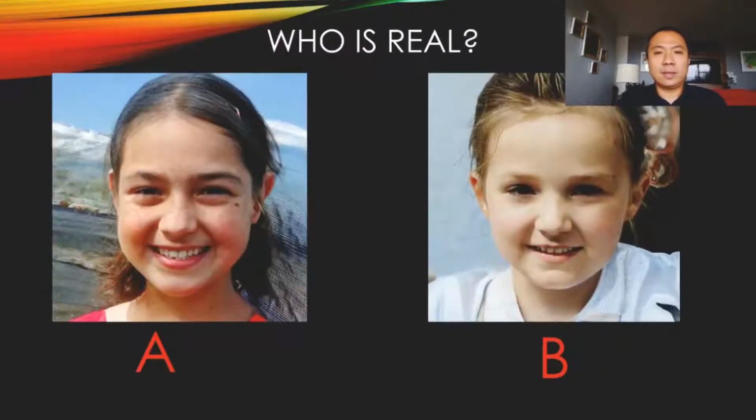So this is, I think, the fourth set of images. If you think that A is a real breathing human being, or a child, then write A on that piece of paper. If you think that the real person here is B, then again write B on that piece of paper.